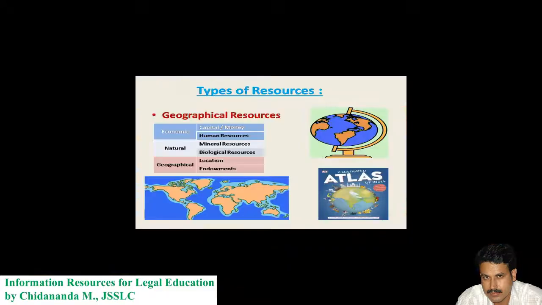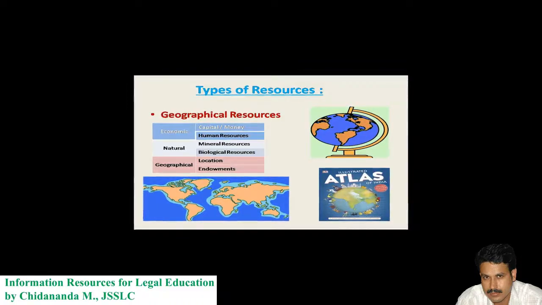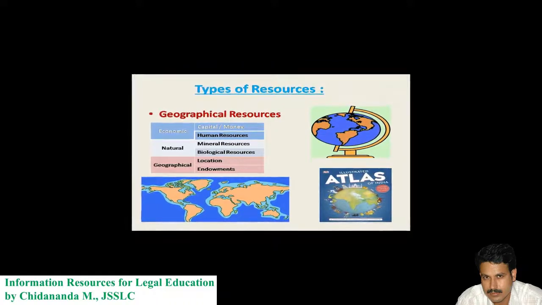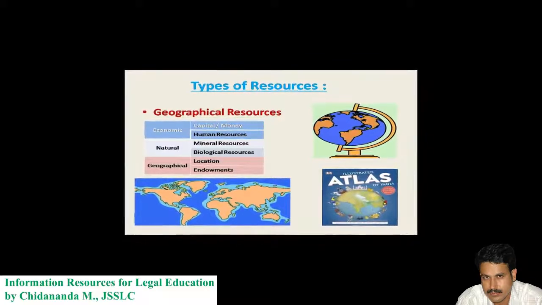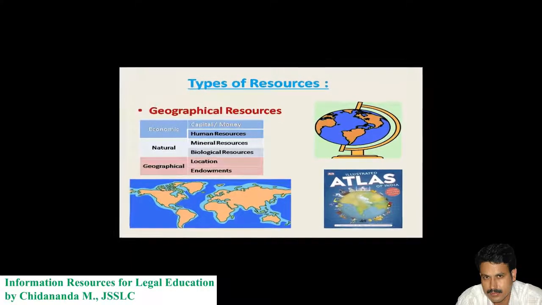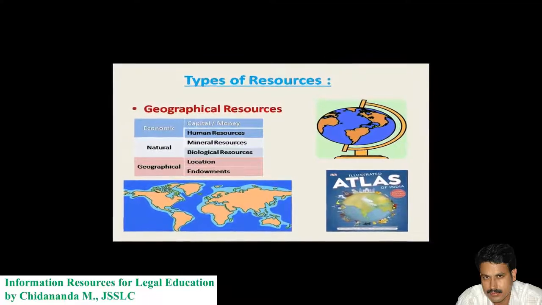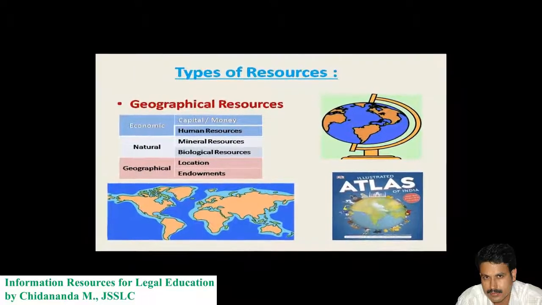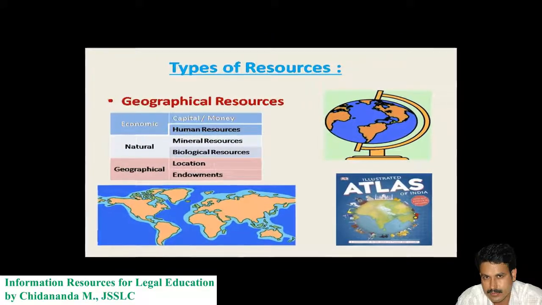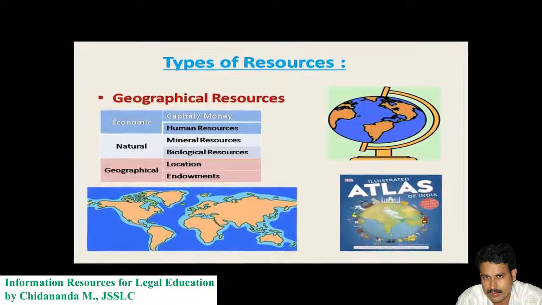And the last one is geographical resources. Geographical resources deal with the physical surface of the earth, its divisions, climate, plants, animals, natural resources, people, etc. Here you will get maps, atlases, globes, gazetteers, travel guides, etc.